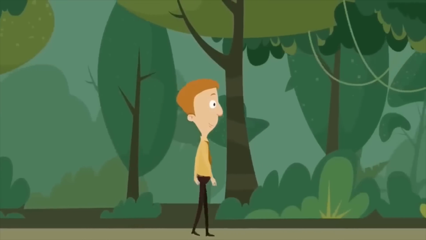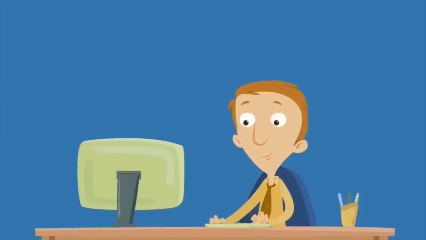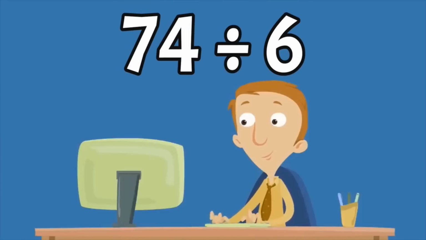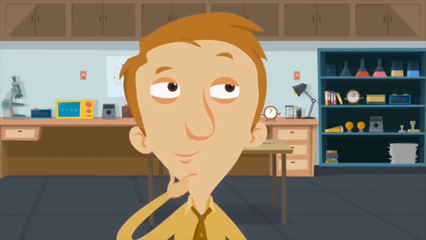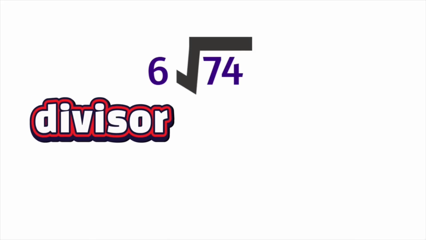But this time, something a little different is going to happen. Let's see what happens when we try 74 divided by 6. Will it split up evenly, or will there be something left over? Let's find out. Here's the setup. We have the dividend, 74, inside the long division bracket, and the number 6, which is the divisor, is right in front of the bracket.